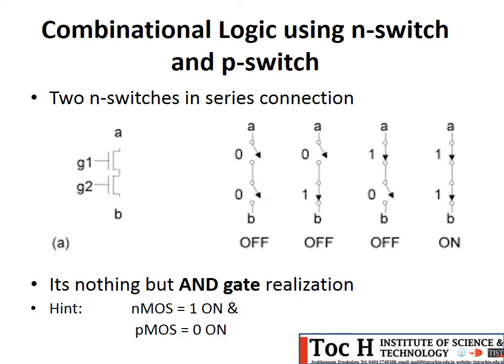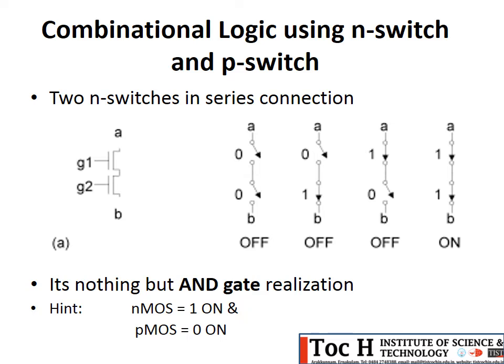Moving on to the combinational logic using N switch and P switch. So consider two N switches in series connection. So you can see two N switches in series connection. As we apply 0, 0 to these two switches, what happens? N switch will not get turned on, because an N switch has a positive threshold voltage. Just remember, for NMOS equal to 1, it will get turned on. For PMOS equal to 0, it will get turned on. For this case, we need to bother about only N switch.